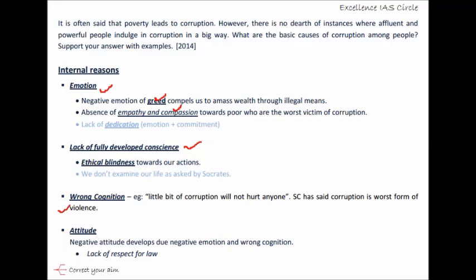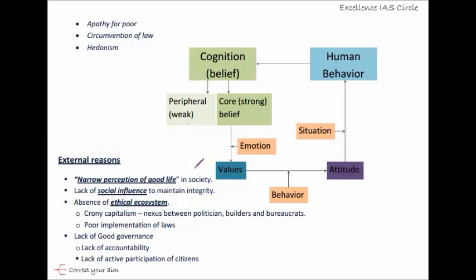And that is the reason why people do corrupt actions with impunity. Wrong cognition, like a little bit of corruption will not hurt anyone, or even worse, that corruption will bring efficiency in the system. That kind of cognition is explanatory of corrupt behaviors. Then attitude, the same thing that we have seen, I'll not repeat it. External reasons, again the same set of reasons that we have seen already.